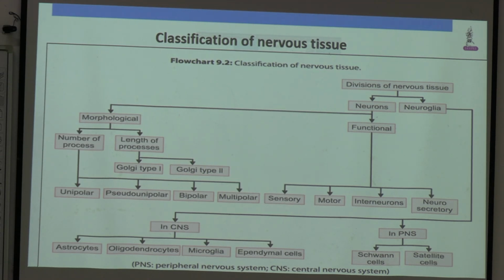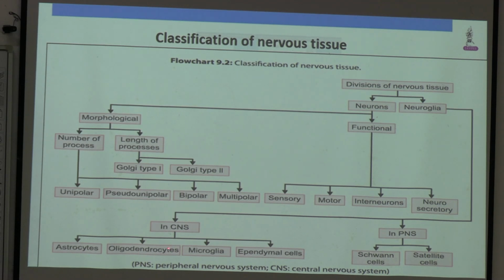Neuroglial cells may be present in the brain, or outside it in the peripheral nervous system. If they exist in the region we call the central nervous system, we have different types of glial cells there. We call them astrocytes, which are the most numerous kind of cells.